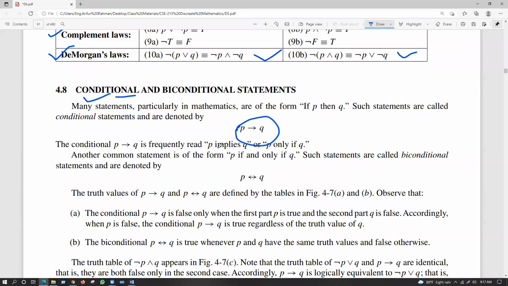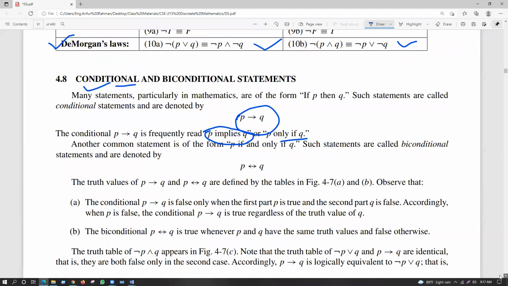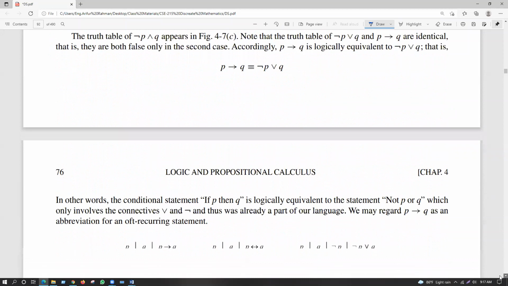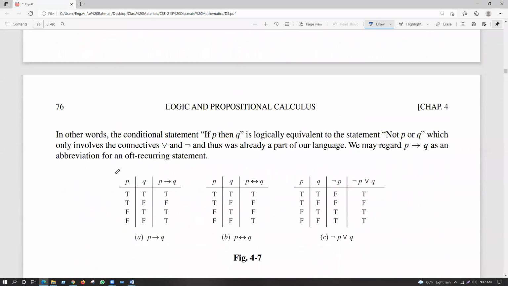This is the notation and we will read this as P implies Q, or P only if Q. Mostly I read it as P implies Q. That means if P happens then Q will happen. If P is true then Q is true. That's the thing. So let's take a look at the truth table. That's interesting. This is the truth table for the conditional statement.